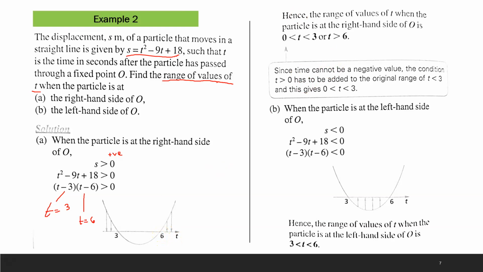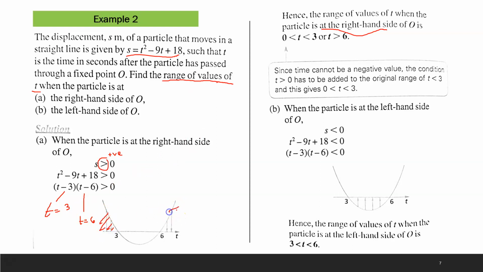Okay? So kita boleh kata, hence the range of values of t when the particle is at the right hand side of O is from t yang mana? Kita ambil yang atas. Kenapa jawapan dia bukan yang tengah ni? Sebab because of this sign. This sign is greater than. So kalau greater than, you ambil yang sebelah atas. Okay, maksud sebelah atas tu yang sebelah sini.